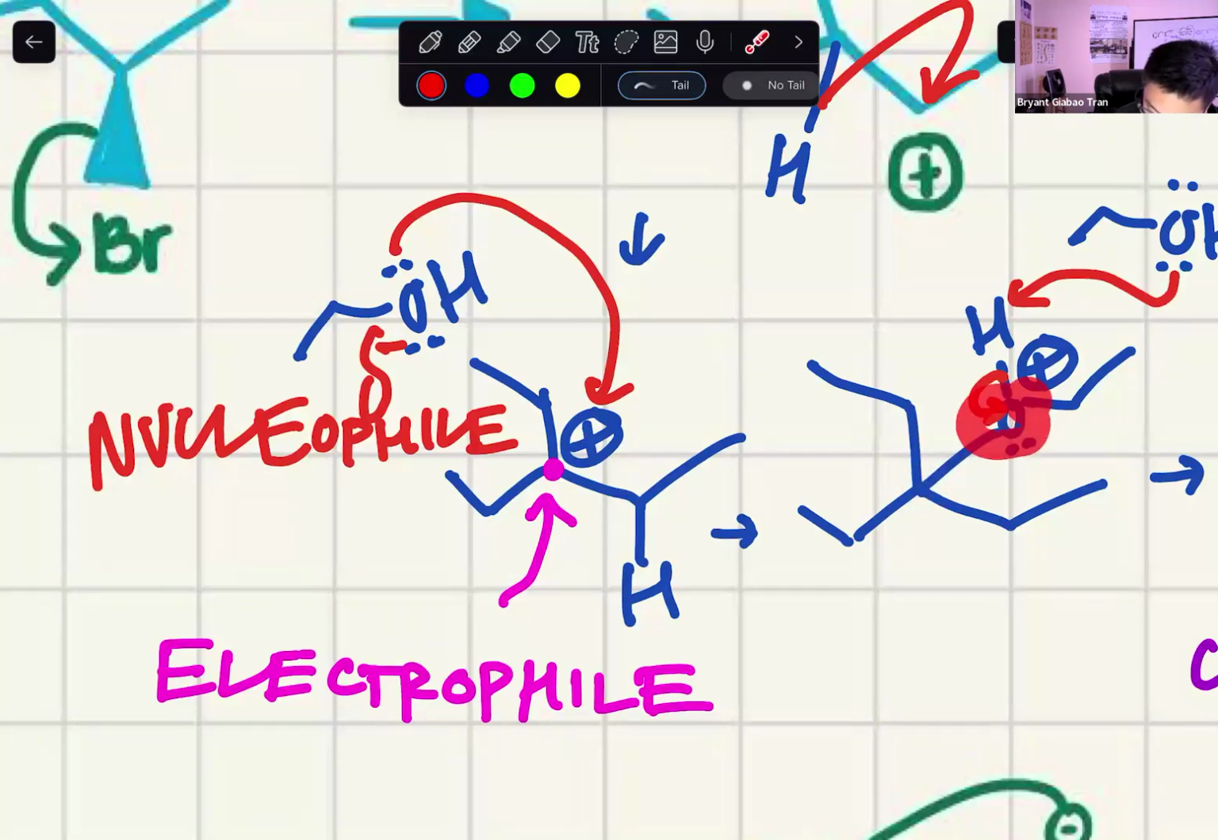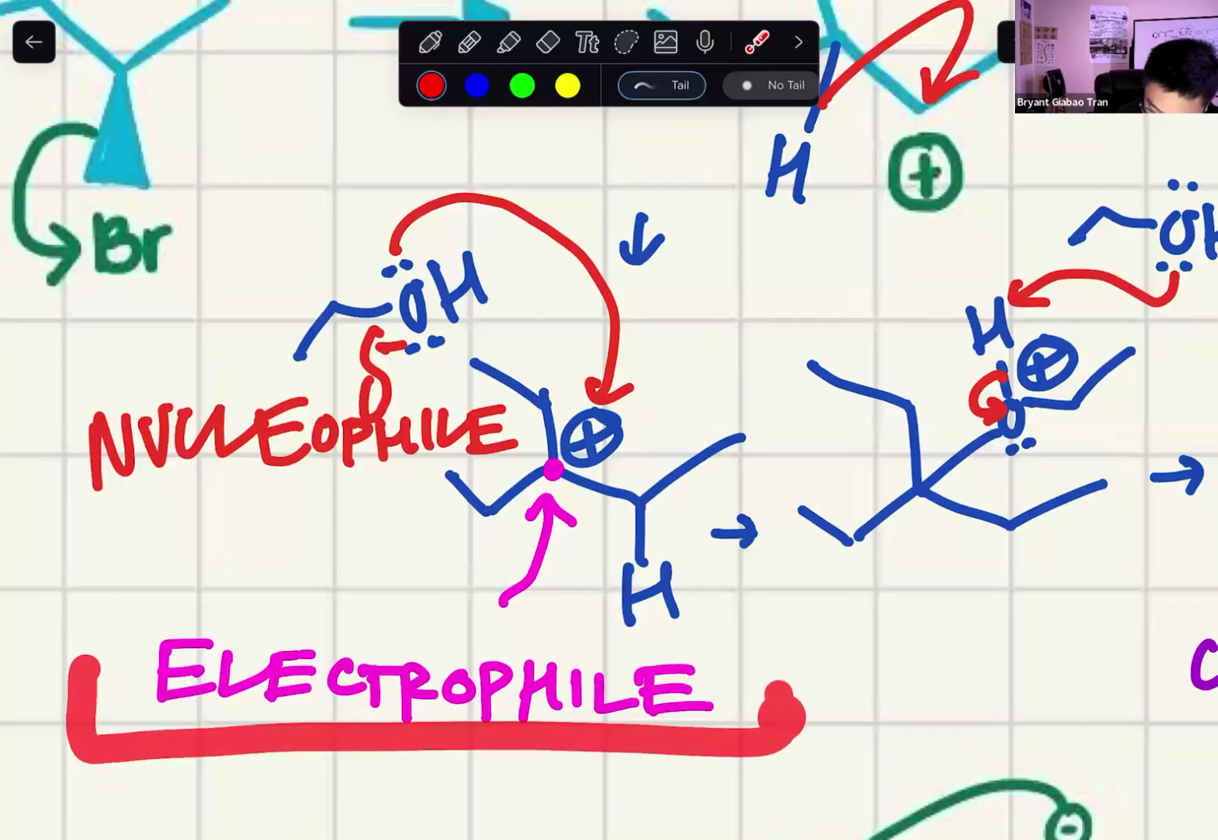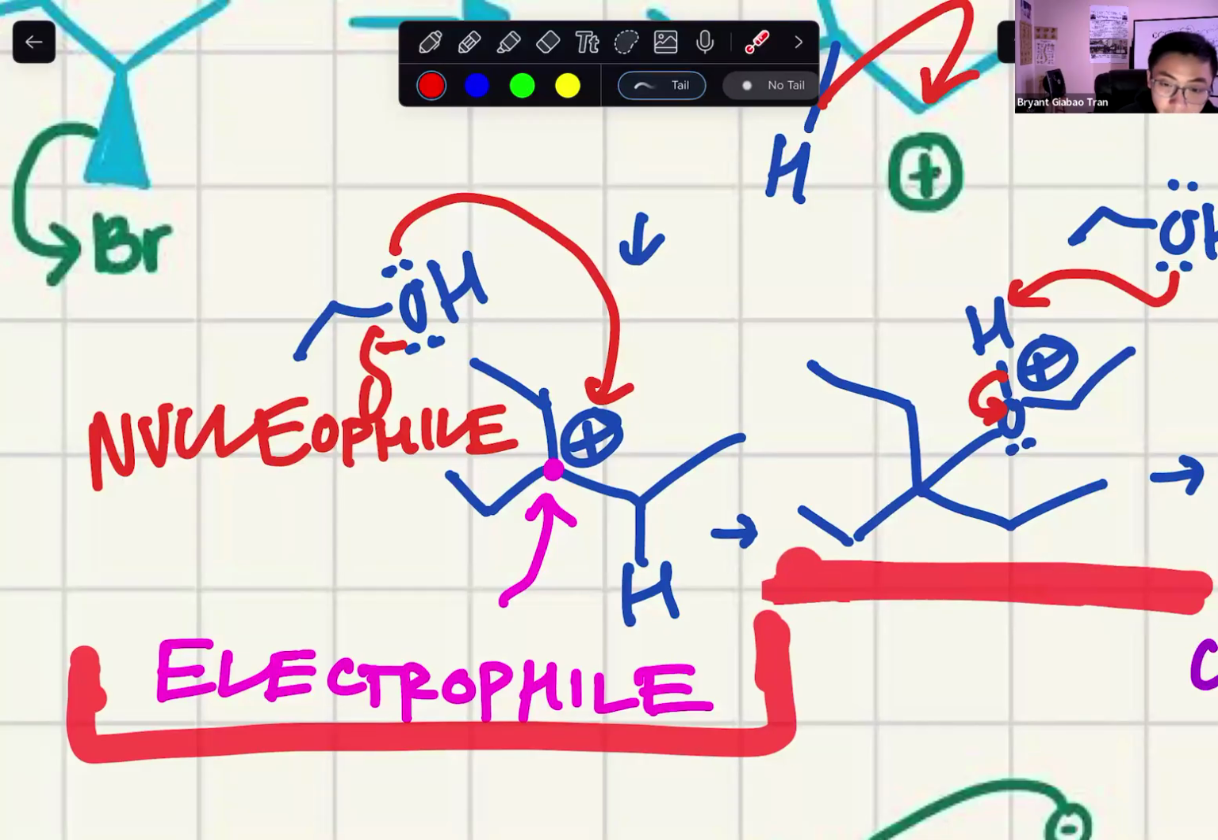And this oxygen right here is also attached to an ethyl group, which is this ethyl group right here. It's also attached to a hydrogen, which is this hydrogen right here. So that's this step right here. Nucleophile attacks electrophile to give us this intermediate right here, to make a new bond between the nucleophile and electrophile.